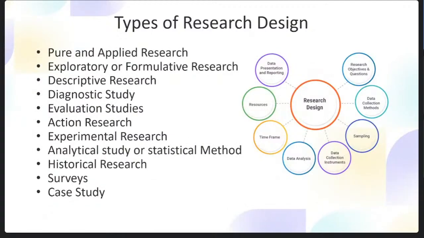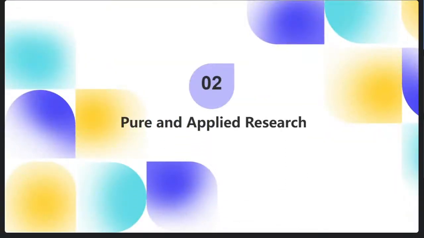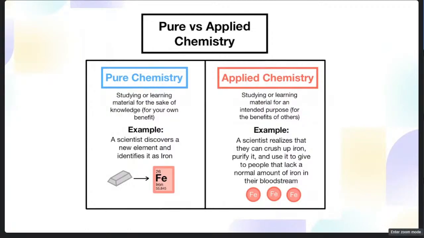Types of research I have already discussed, but again I am discussing them: pure and applied research, exploratory or formulative research, descriptive, diagnostic, evaluation, action research, experimental, analytical study or statistical methods, historical, surveys, and case study. So the first type of research is pure and applied.